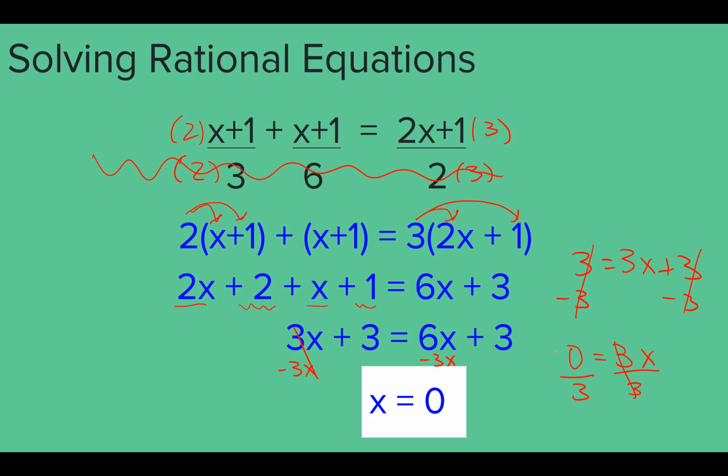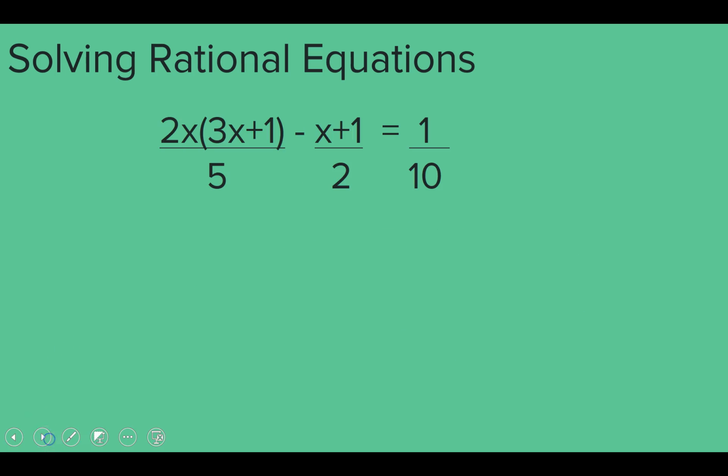All right. I want you to try the next one because the next one also has numbers on the bottom. So we have 5, 2, and 10. So what's our common denominator going to be? 10. So I want you to bring in the factors that's going to make all those match.